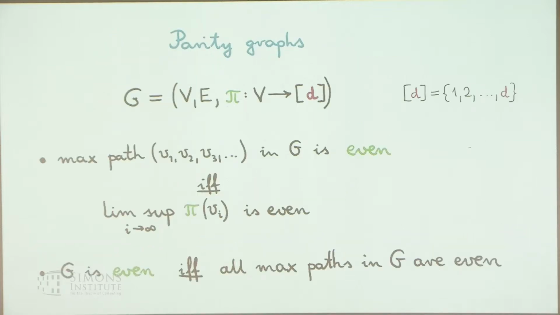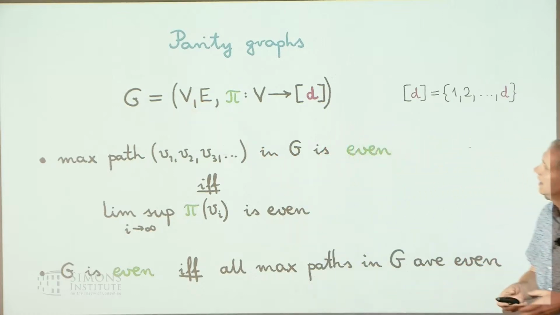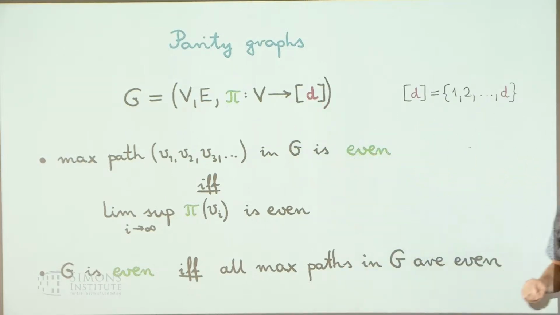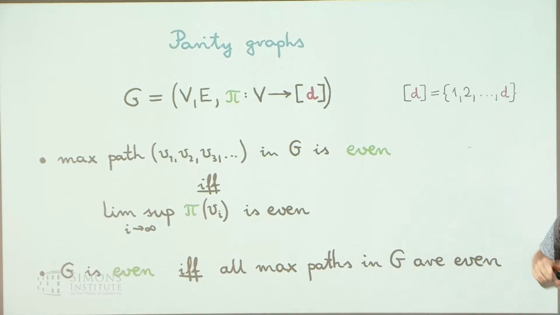So what is the basic object we will be working with? It's parity graphs. They are directed graphs, so vertices and edges. And every vertex has a label given by a function. I will call it a priority. That label will be the priority of that vertex, and those priorities will come from some initial fragment of positive integers.